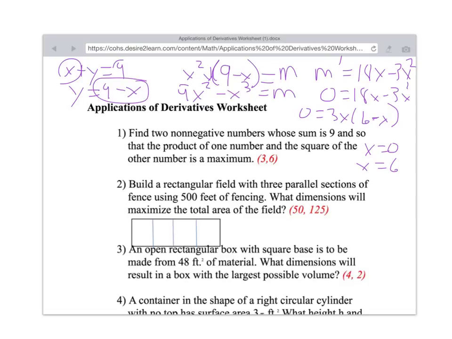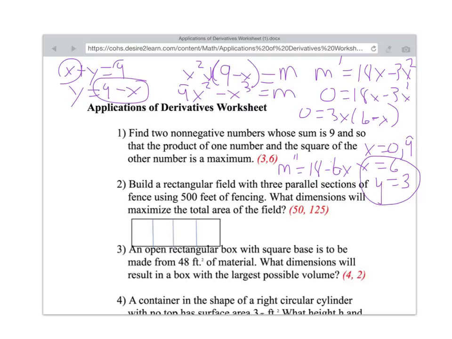So if x equals 6, then the other number, y, would be 3. And if x equals 0, then the other number would be 9. So if x equals 0, y would be 9. If x equals 6, y would be 3. You're going to test both of those in the second derivative. So in m double prime, you're going to test both of those answers to see whether they're a maximum or a minimum.